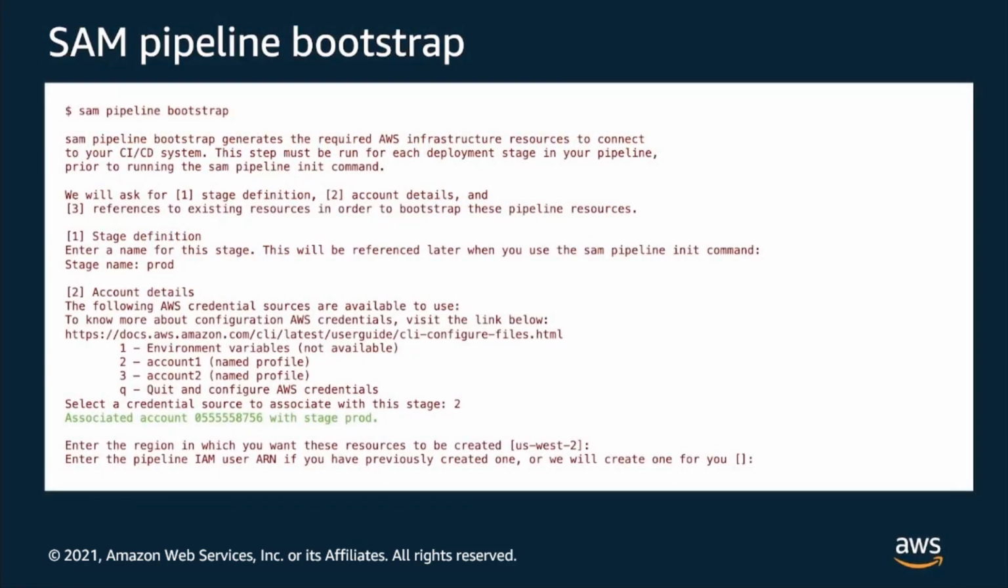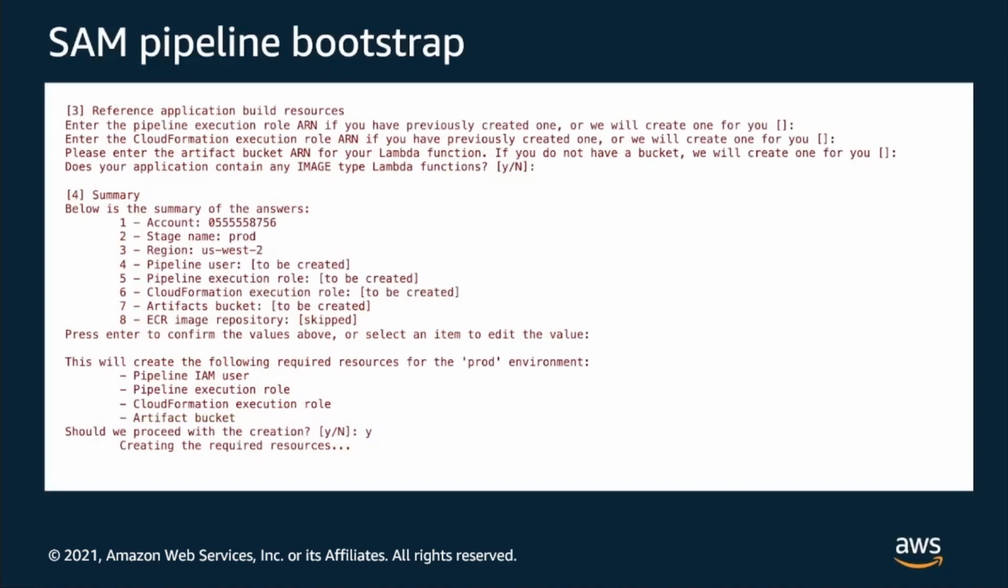So I'll do the SAM Pipeline Bootstrap, and I'll go through and answer some questions about what I'm doing, specifically the account details. What account are you going to be using? What region will this be in? Those kinds of things. And then it'll tell me, hey, I'm going to associate this account with, and I've just got a dummy account ID in there. And then you put the region in. And then it's going to summarize what it's going to build for you.